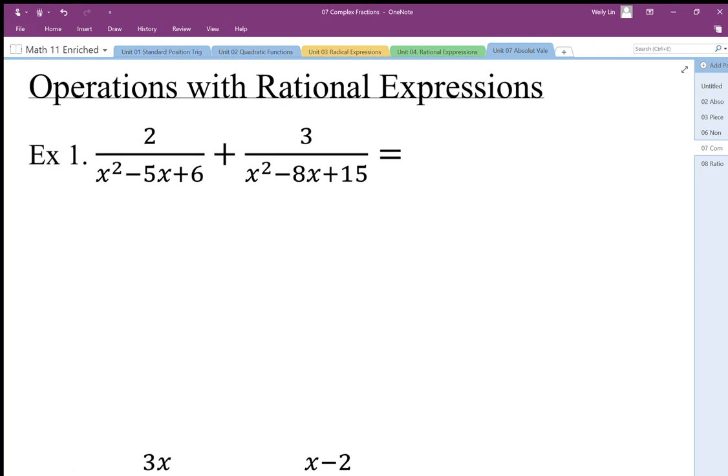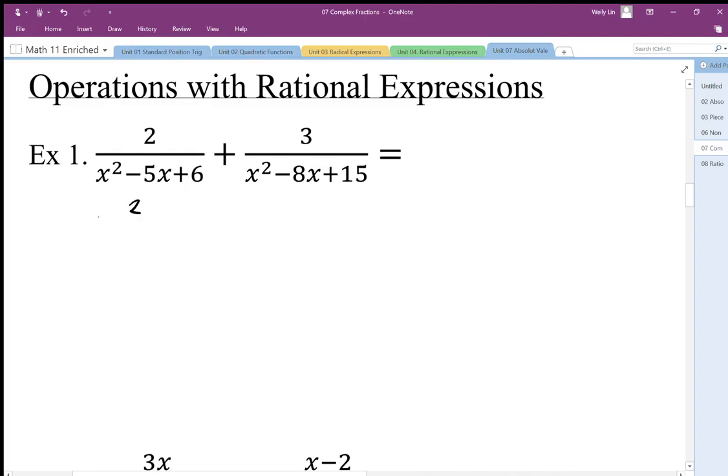When we're working with rational expressions, either adding, subtracting, multiplying, or dividing, we have to make sure we state restrictions. And restrictions are essentially when the denominator factors are equal to 0. To do that, we need to make sure we factor these fractions.